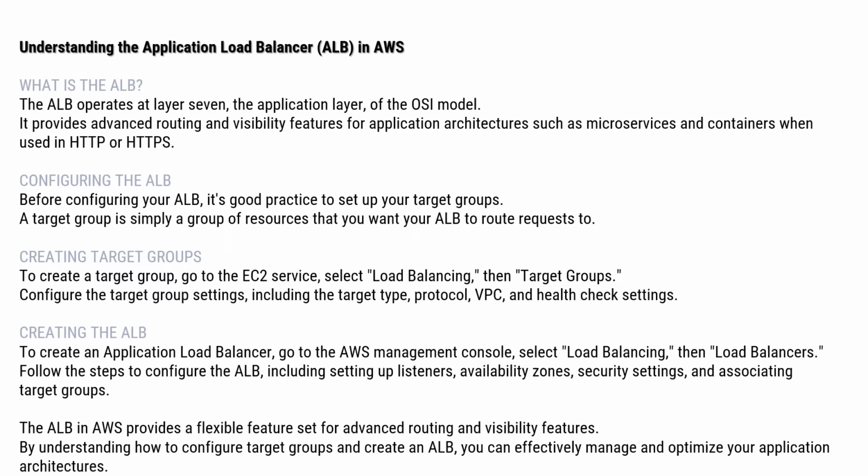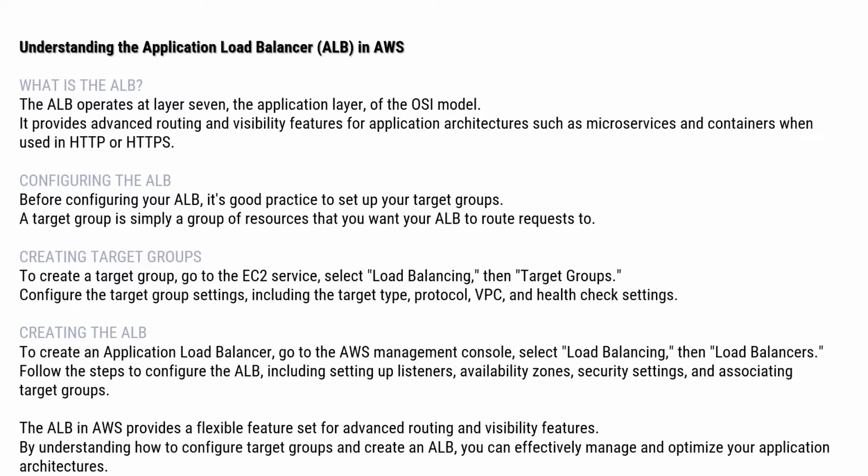So let's understand the application load balancer in AWS. The ALB operates at layer 7, the application layer of the OSI model. It provides advanced routing and visibility features for application architecture such as microservices and containers when used with HTTP or HTTPS. Before configuring your ALB, it's good practice to set up your target groups. A target group is simply a group of resources that you want your ALB to route requests to.